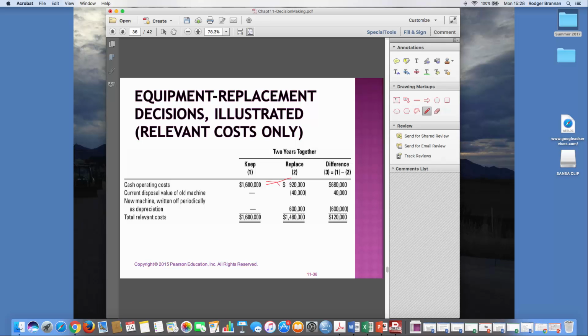Now, if I get the new machine, these represent cost, so this is sort of a negative against the cost. I have disposal value from the old machine, but in order to do that, I have to pay $600,000. But given all of that, I still have a net cost of 1.48. So if I keep it, I pay 1.6 million operating cost. If I buy a new machine, it's 1.48. I would be $120,000 better off by getting the new machine.